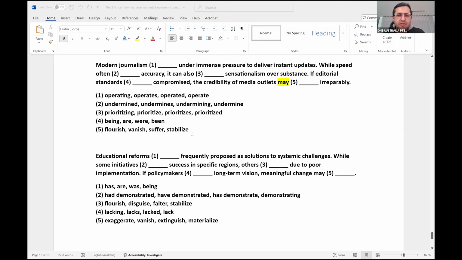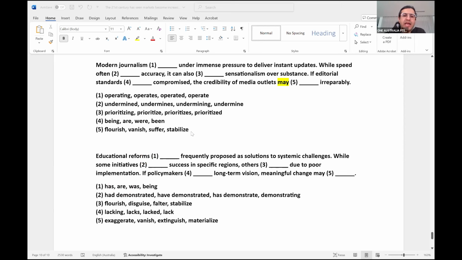Okay, let's check, everyone. Educational reforms dash frequently proposed as solutions to systemic challenges. Are. Present plural, are. Why plural? Because reforms is plural.